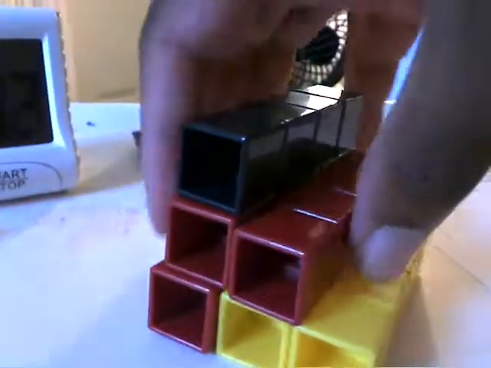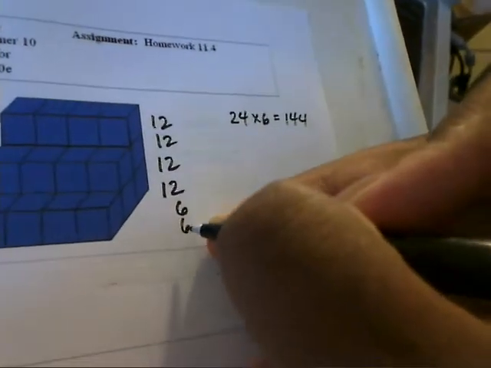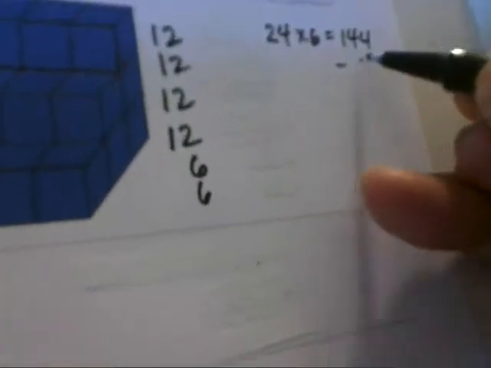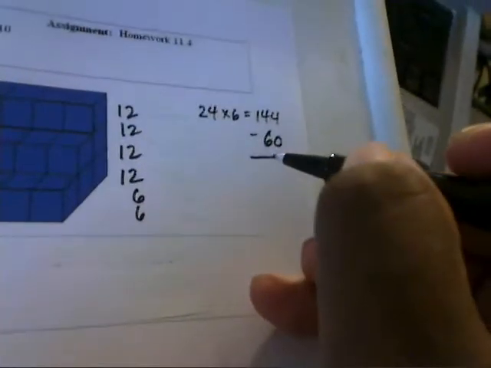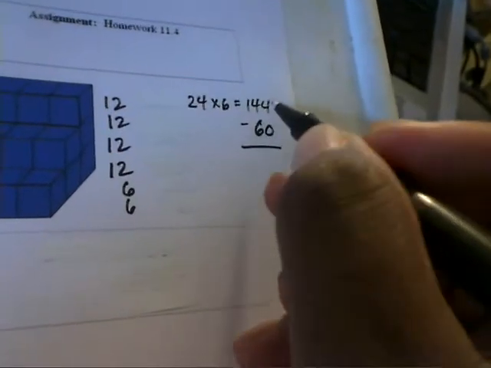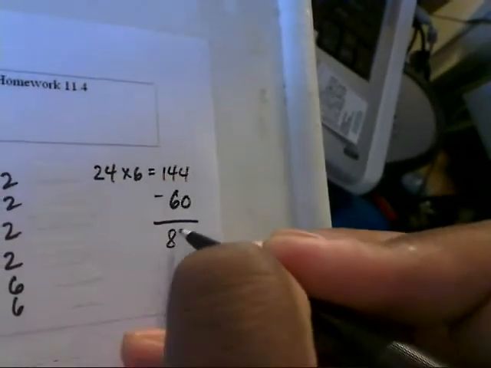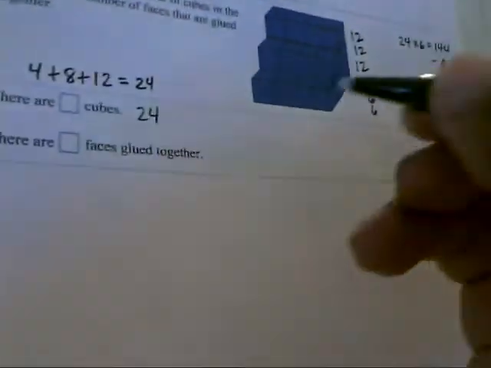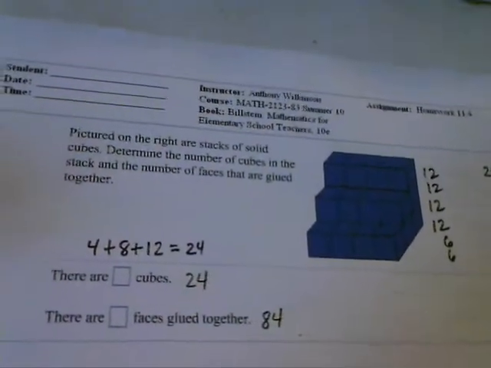And then lastly, there's 6 on the left-hand side and another 6 on the right side. So in this case, this is going to be 48 plus 12, that's 60. So there's 60 faces that we automatically see. If we subtract 60 faces from 144, we can find out how many faces are glued together. In this case, it's simply going to be 84. So there's a grand total of 84 faces that are glued together in this particular picture.